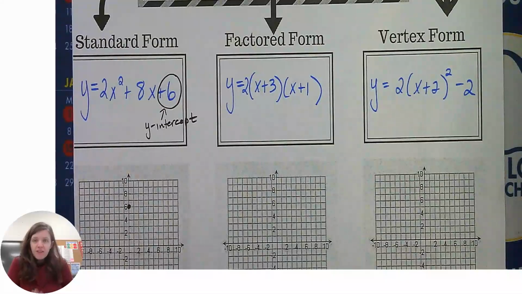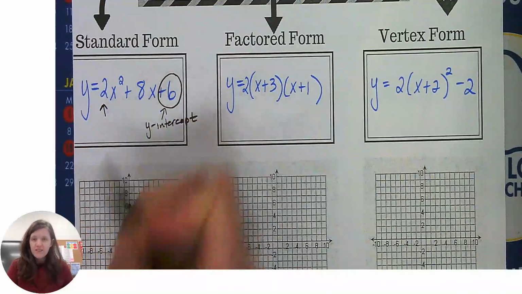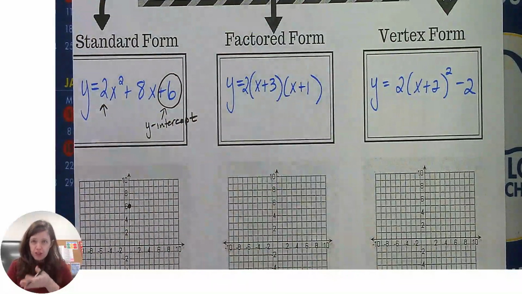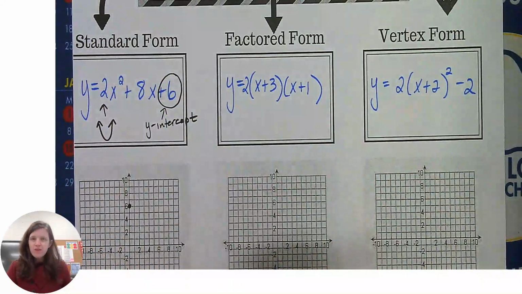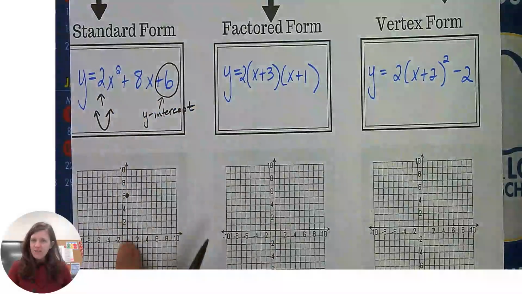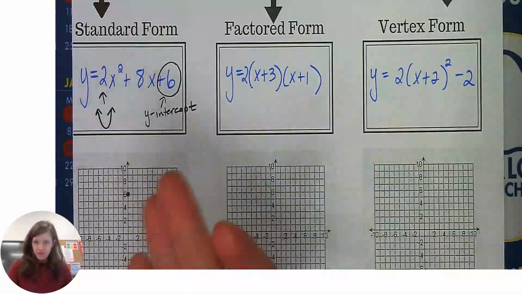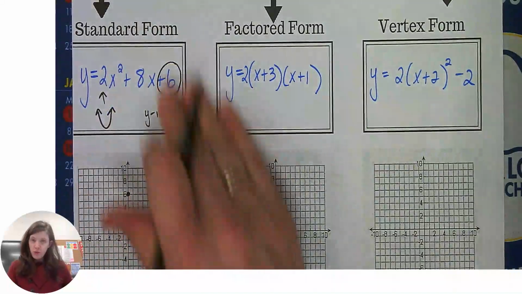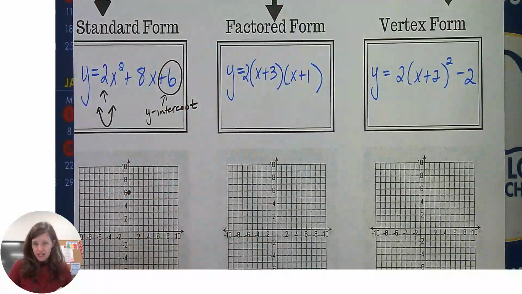But other than that, the only other thing I can tell by looking at this equation is that it has a positive a value. The first number is positive, and so I know it's going to open up. But other than that, just from that, it's kind of hard to graph my equation. I have to do some other math in order to get there. And so standard form, although it has advantages, graphing from standard form is not always that easy.